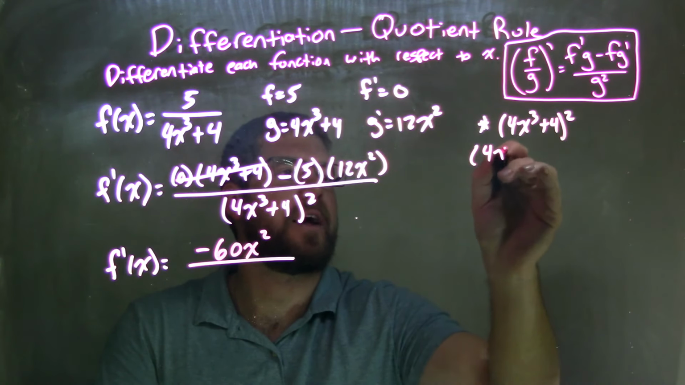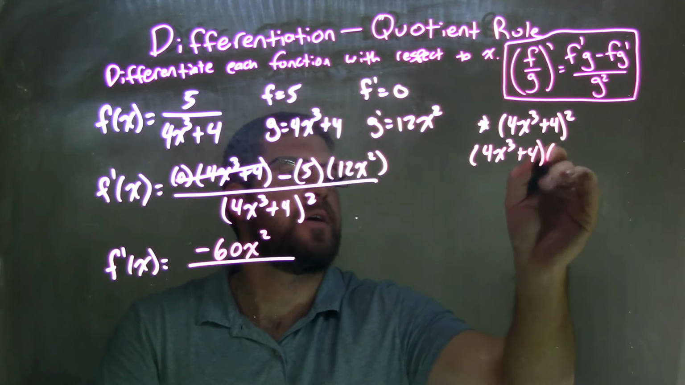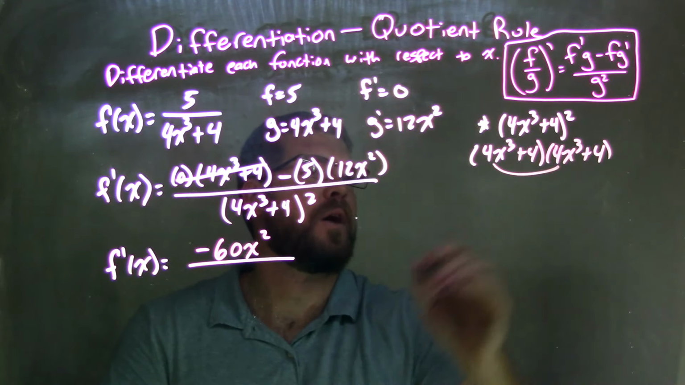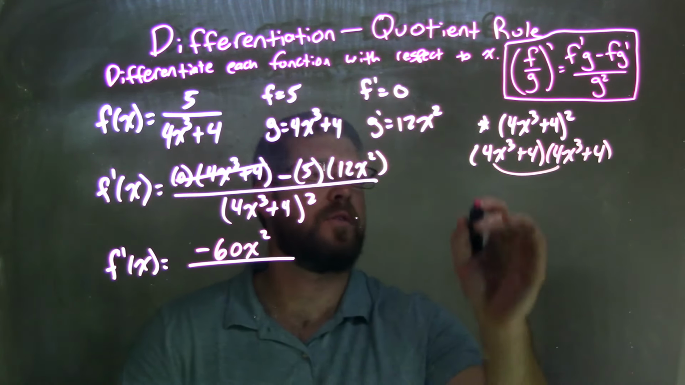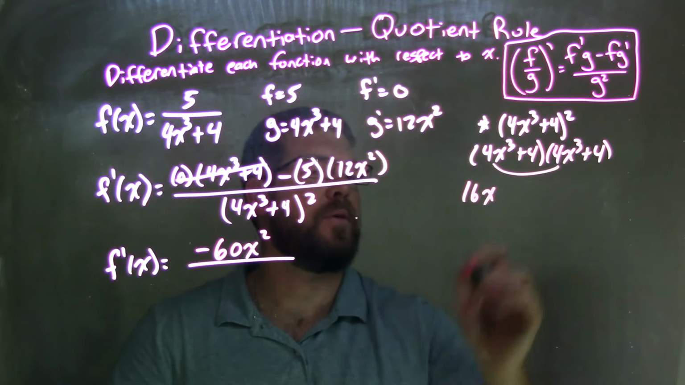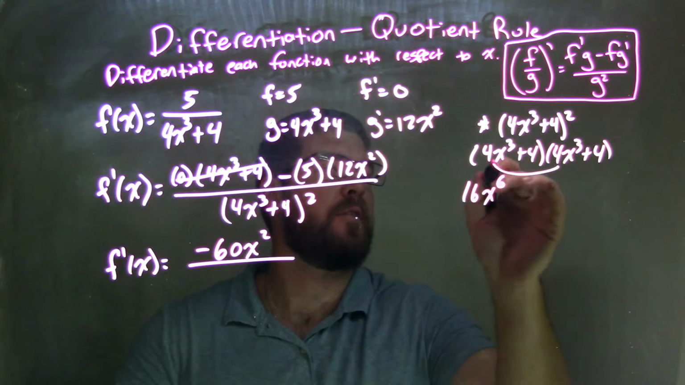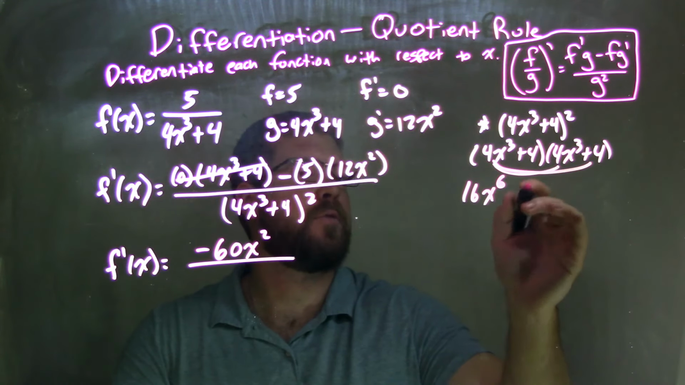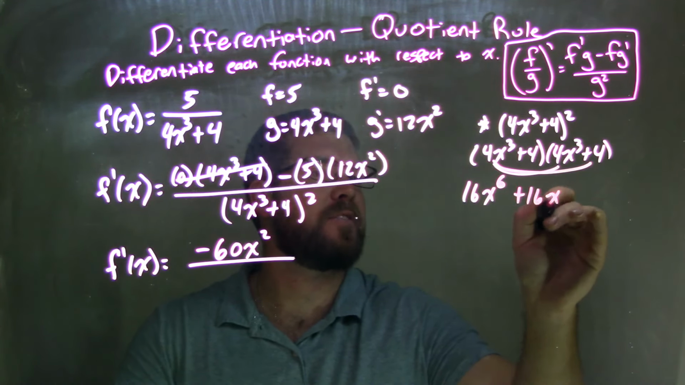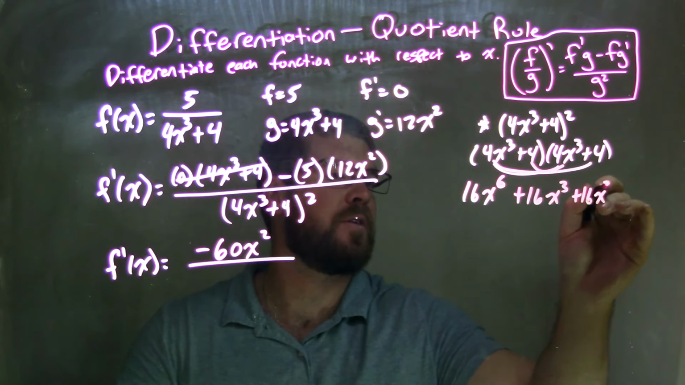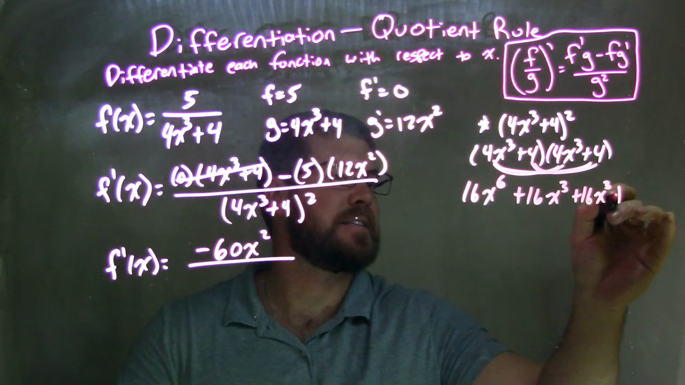Multiply that out, that's 4x to the third plus 4 times 4x to the third plus 4. Multiply that out, 4x to the third times 4x to the third is 16x to the 6th power, we add the exponents. And then 4x to the third times 4 is 16x to the third. Same thing here, 4 times 4x to the third is 16x to the third. And 4 times 4 is 16.